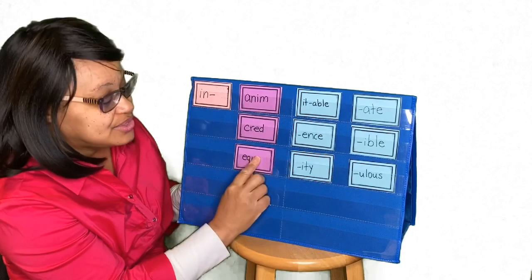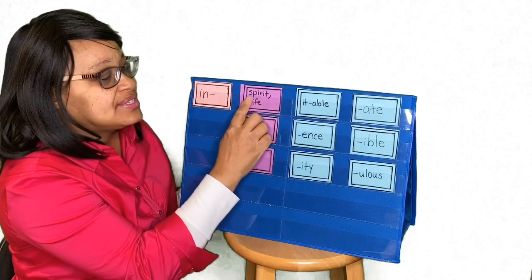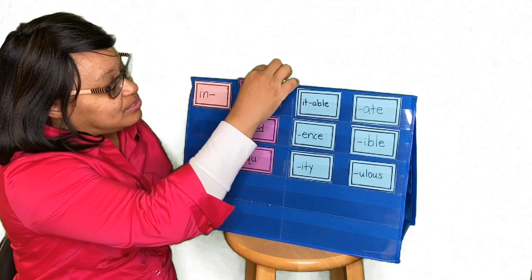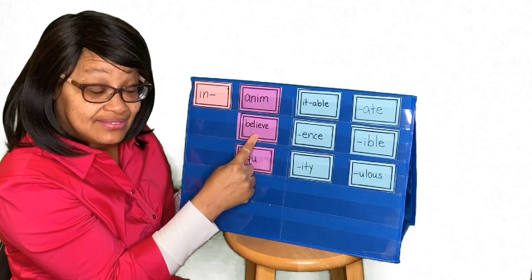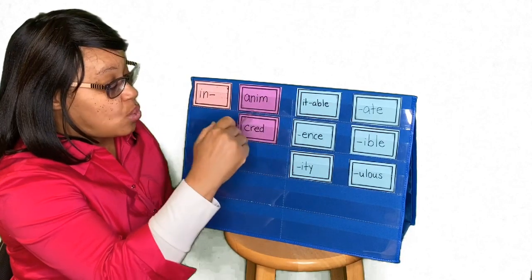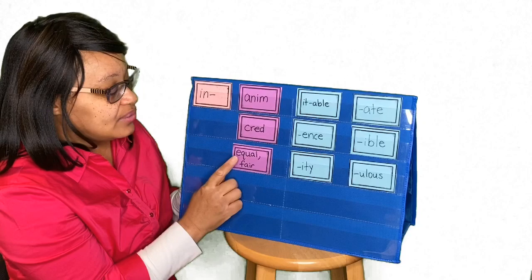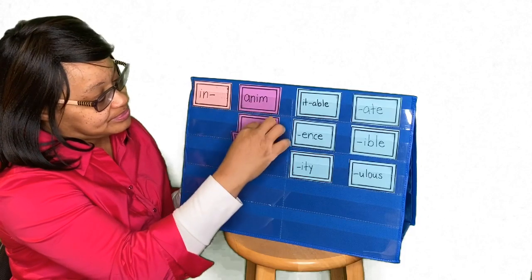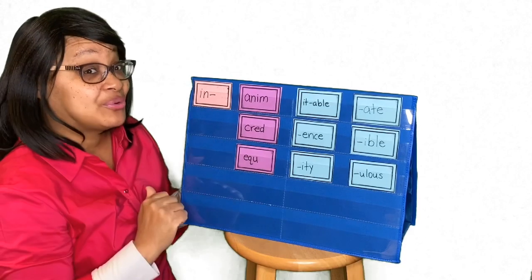Our Latin roots today will be anim, which means spirit or life. We have cred, which means believe. And then we have equa, which means equal or fair. Now it can come out as equa or equ, depending on what's following and what's before it.